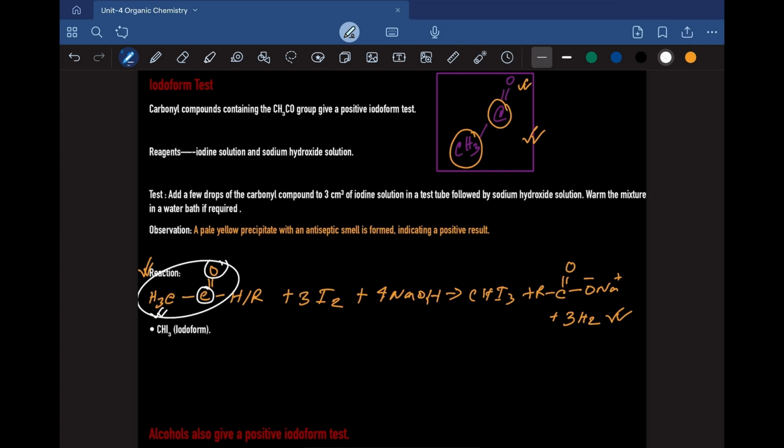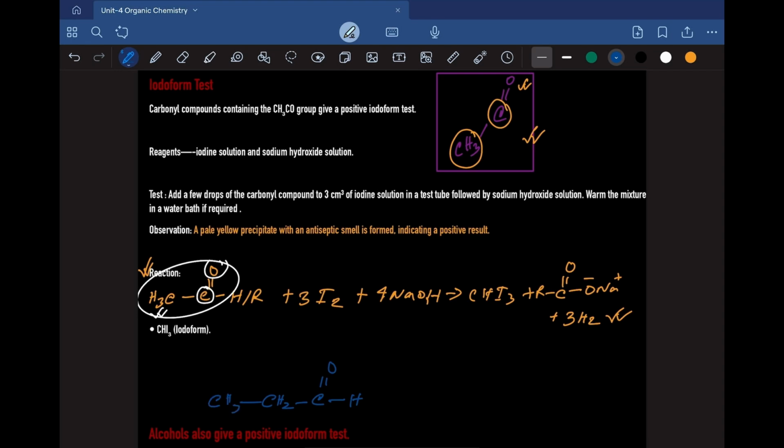Let's have a look at it. Let's draw the propanol right here. So basically this is CO, this is H, and this is CH2, and this is CH3. So this is actually the propanol.